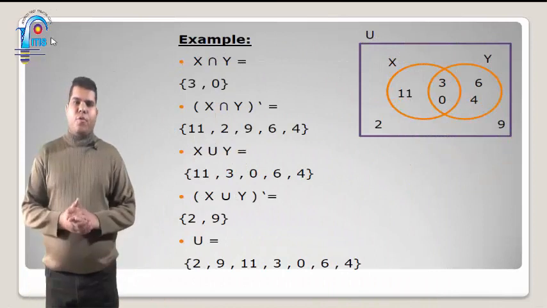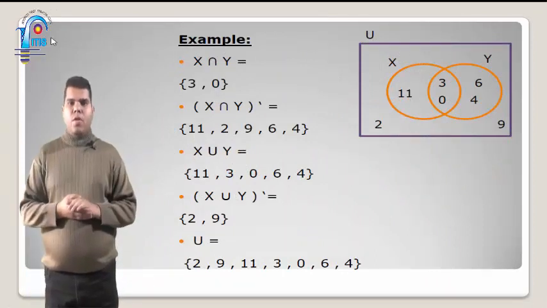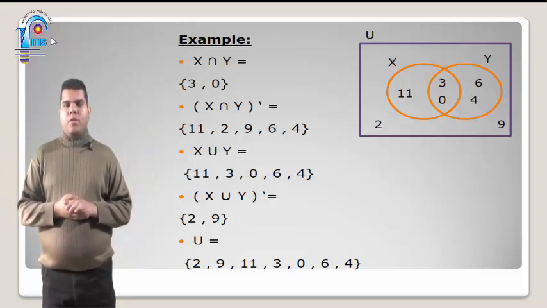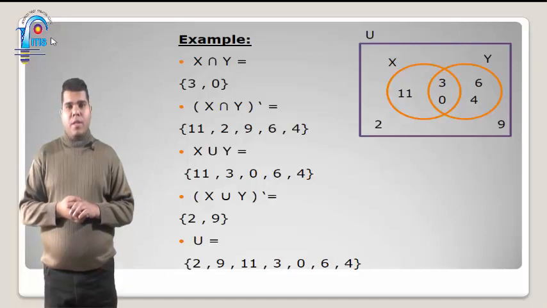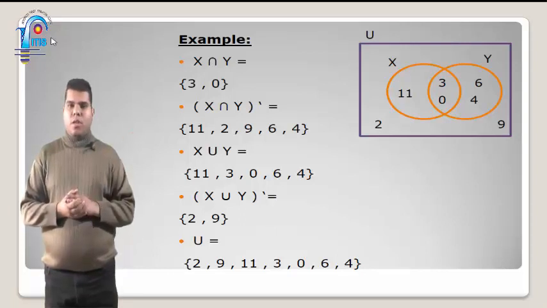Now we're going to speak about an example which consists of all of the sets we have. First, if you want to speak about intersection, let's revise. The intersection means the common elements in x and y. As in the example, x intersect y is 3 and 0 only.